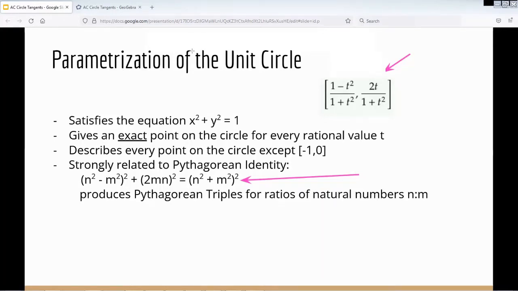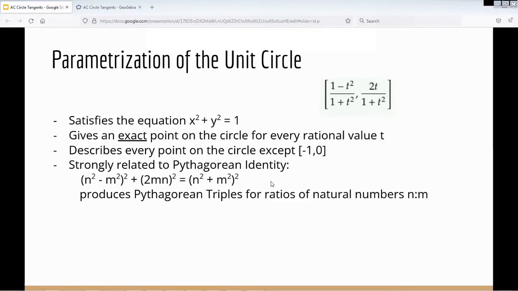They would have seen n and m here as two natural numbers, two whole numbers, whereas for us t is a rational number representing the proportion between these two numbers. And this was a formula that was used to produce Pythagorean triples. So they were looking for right triangles in which the proportion of the sides can be represented by whole numbers. And you can find that using this formula.